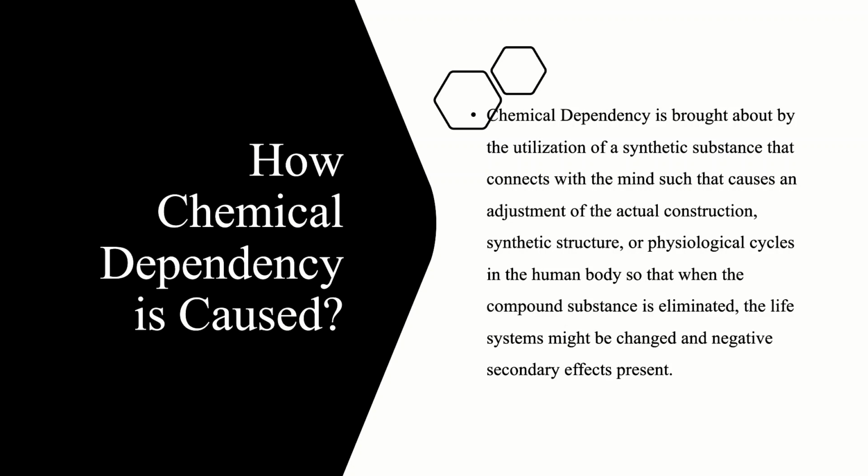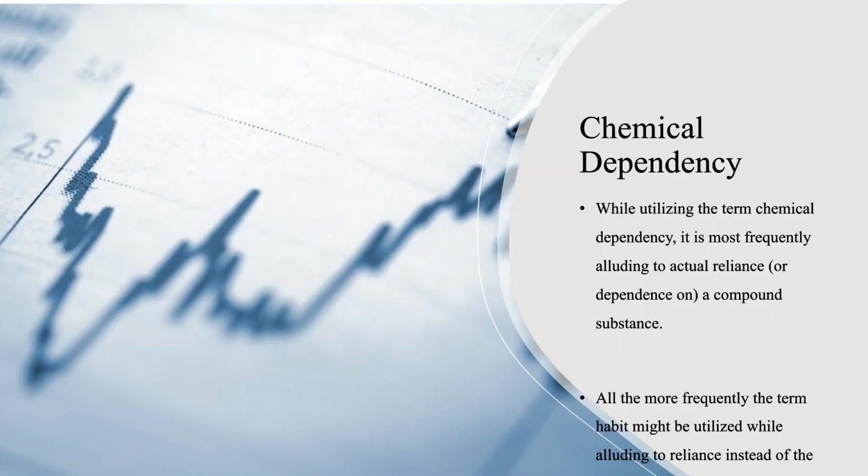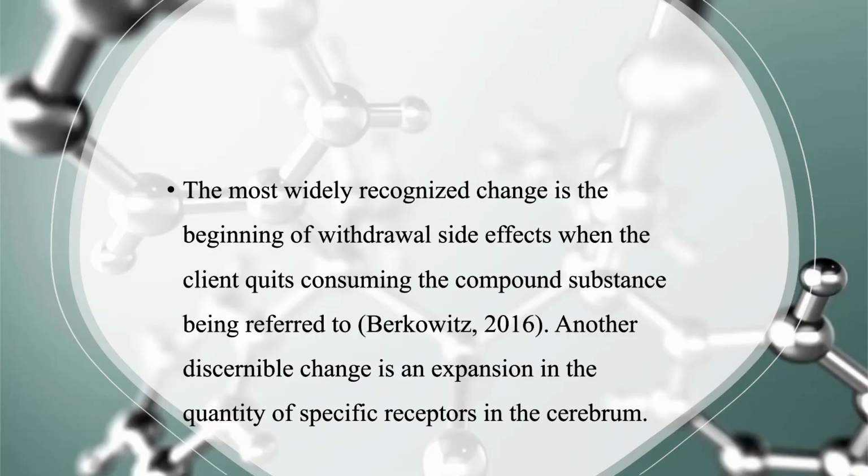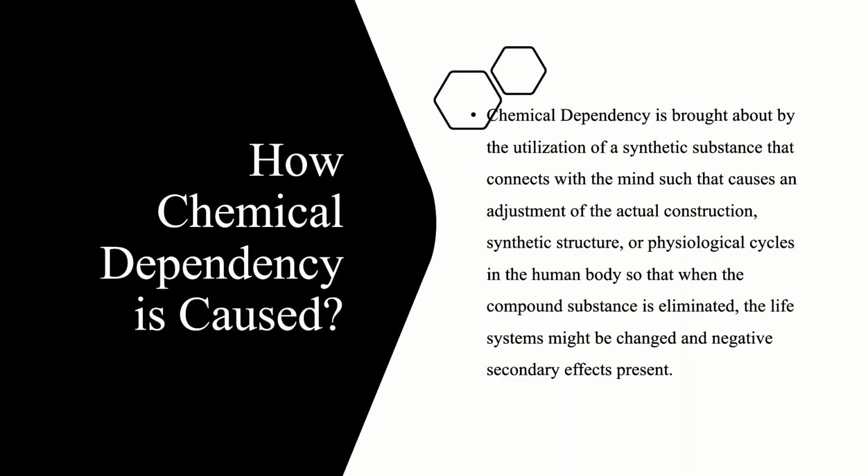Chemical dependency is brought about by the utilization of synthetic substances that connect with the mind in a way that causes an adjustment of the actual construction, synthetic structure, or physiological cycles in the human body. When the compound substance is eliminated, the life systems might be changed and negative secondary effects present. Now, I just want to discuss how chemical dependency is caused when it connects with the mind.